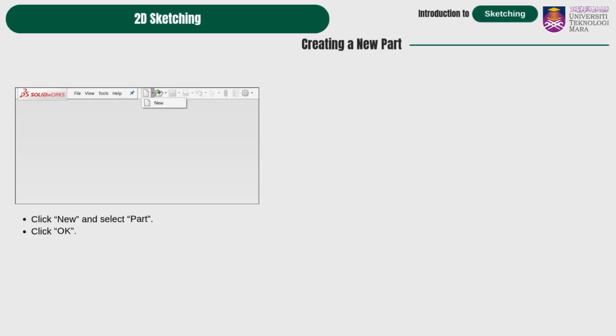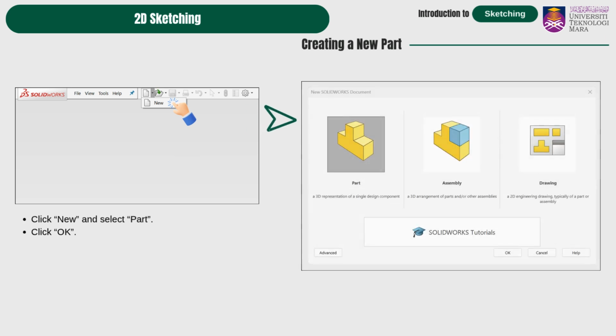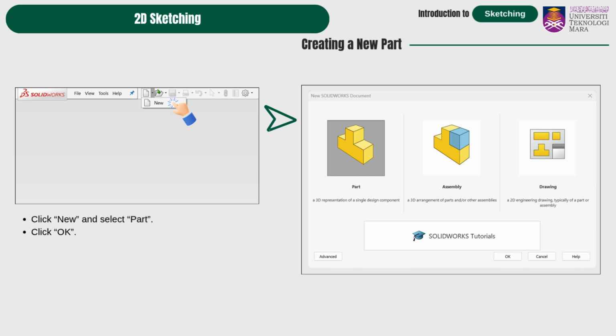Before we can begin sketching, we first need to create a new part file. To do this, go to the toolbar and click on the New icon. This will open a dialog box where you can choose the type of document you want to create. For our purposes, select Part. A part represents a single design component. It's the fundamental building block in SolidWorks.